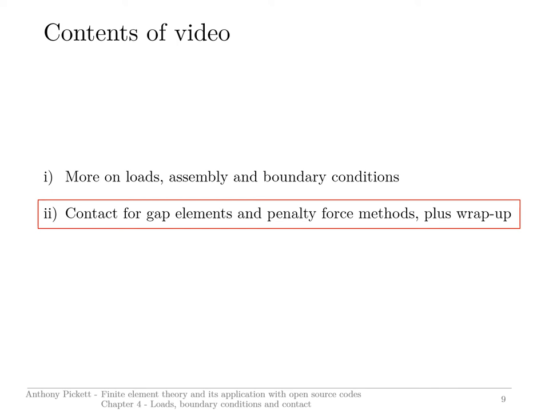There are different methods to treat contact, and I'm just going to briefly introduce two of these. First of all, gap elements, which are mostly used in implicit codes. And just to be clear, if you do have contact with an implicit code, it is actually a nonlinear problem, because the contact, as it develops and contact surfaces change, it causes the stiffness matrix to change. So, of course, this is now a nonlinear problem. There is another type of treatment for contact, which is usually used in explicit finite element analysis, and this is a penalty force method, where you create temporary penalty forces to resist the contact.